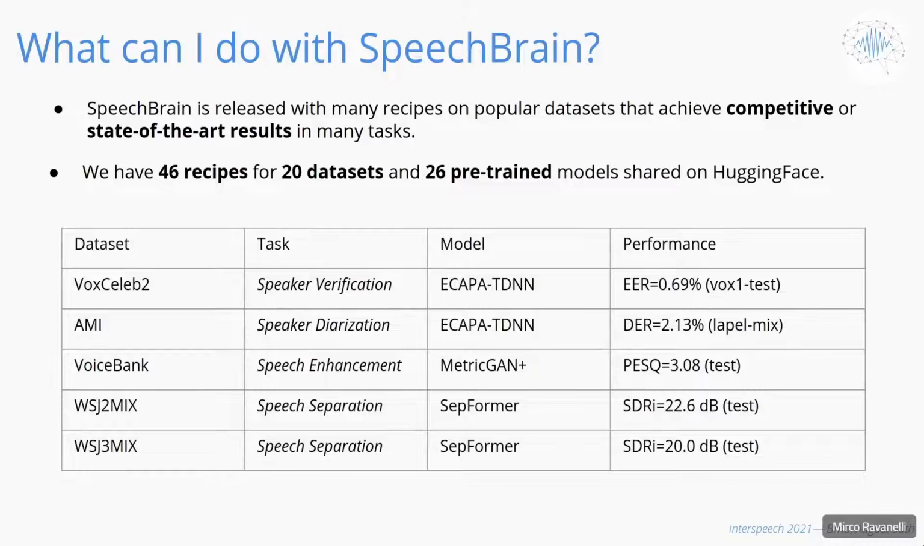All right, that's not all. We also have baselines for other tasks. We have pretty good numbers on VoxCeleb with the ECAPA-TDNN. We have an equal error rate of 0.69 here. As mentioned, we're also working on diarization with AMI. We have the state of the art on VoiceBank with MetricGAN+, and also the state of the art in separation with the SepFormer on Wall Street Journal 2 mix and Wall Street Journal 3 mix. All right, so we will see that later.